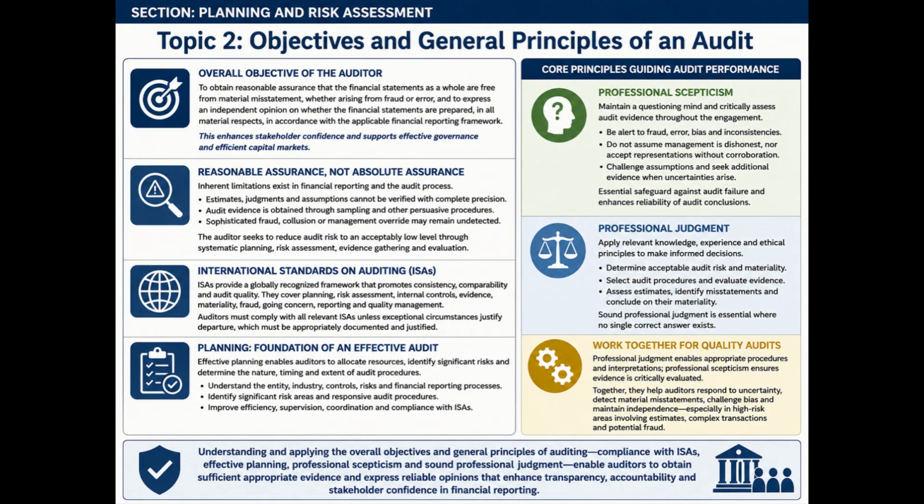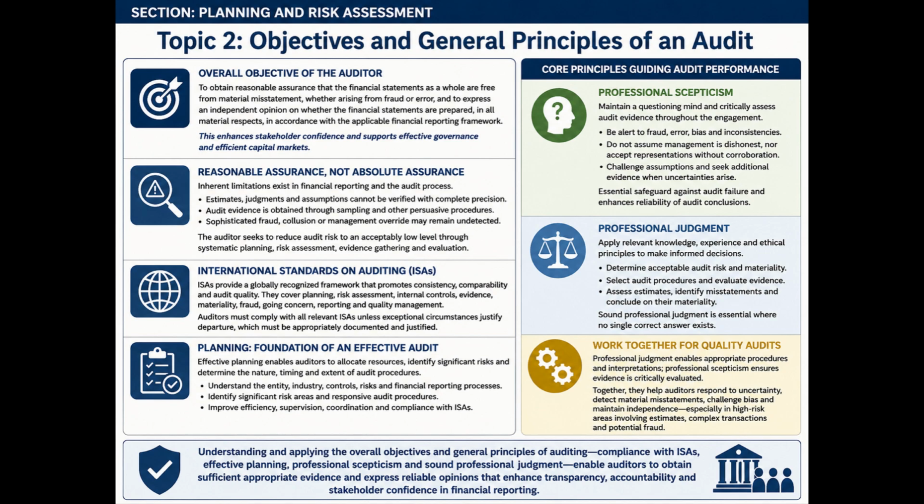Planning represents an essential principle underlying every effective audit engagement because it enables auditors to allocate resources efficiently, identify significant risks, establish appropriate audit strategies, and perform procedures responsive to assessed risks of material misstatement. Effective planning begins with obtaining an understanding of the entity, its industry, internal control environment, regulatory framework, business risks, and financial reporting processes. This understanding enables auditors to identify significant risk areas requiring particular attention and determine the nature, timing, and extent of audit procedures necessary to obtain sufficient appropriate audit evidence.